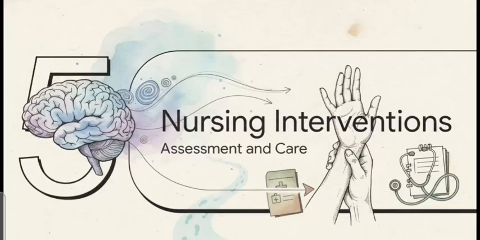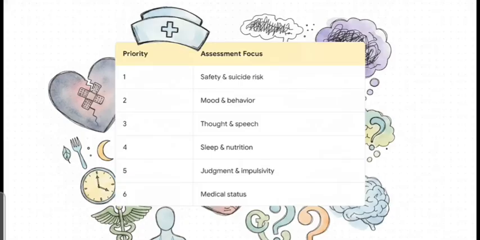Section 5. Priority Nursing Assessment and Interventions. This is where the rubber meets the road. As a nurse, you are constantly bombarded with data, right? So you have to know how to prioritize. Your assessment must systematically put safety and suicide risk above all else, period. That is always number one. Follow that closely by monitoring their mood changes, thought processes, and speech patterns. Then you've got to evaluate the physical basics: sleep, nutrition, hydration. Finally, assess their judgment, impulsivity, and overall medical status.